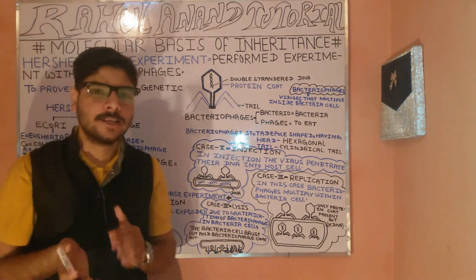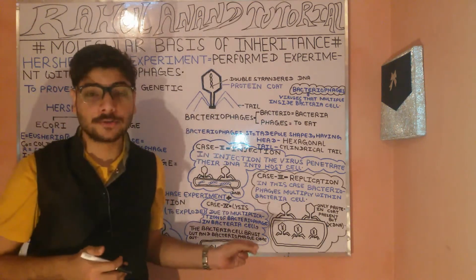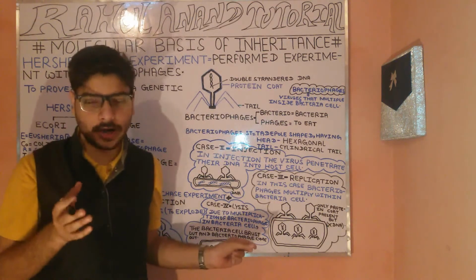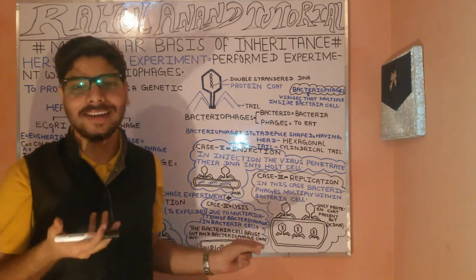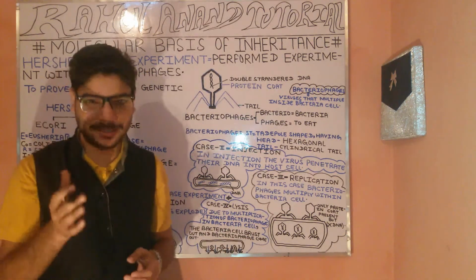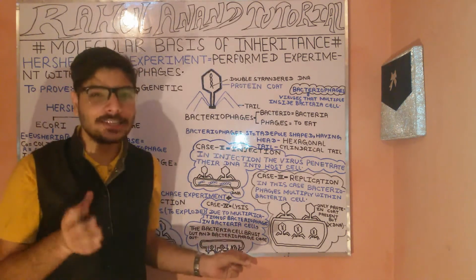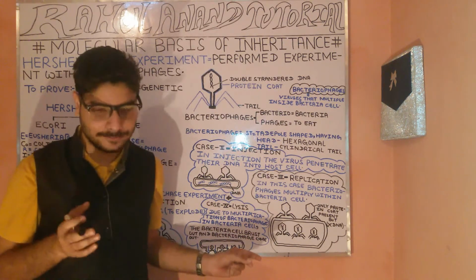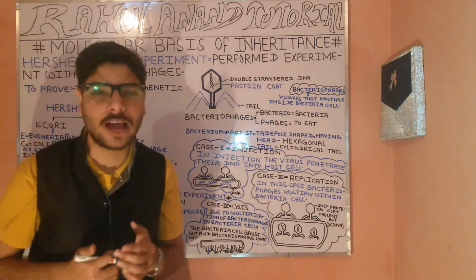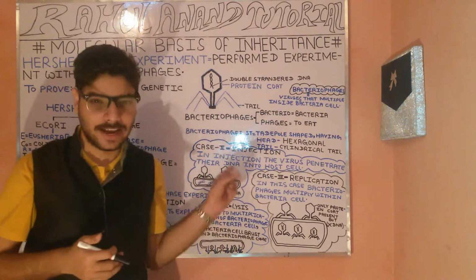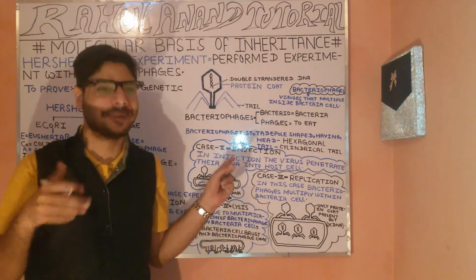Now, if the wall of the bacterial cell, or rather the host cell, breaks down, what will happen? The bacteriophages, as well as the viral cells, will come out. This is known as the case of lysis. And something I have left, so I will explain it in my next lecture. Otherwise, you will not be able to get that.